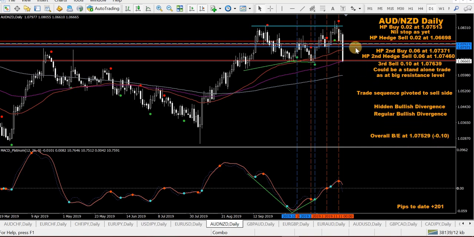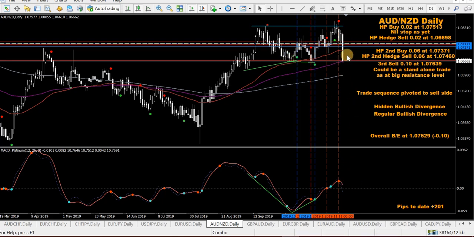So the overall break even is this yellow dashed line up here, minus 0.10. So bang, look at that. On the news, heading down. So I'll just keep an eye on it tomorrow and see. I'll give it one more candle, and I may look at getting rid of some of these trades.